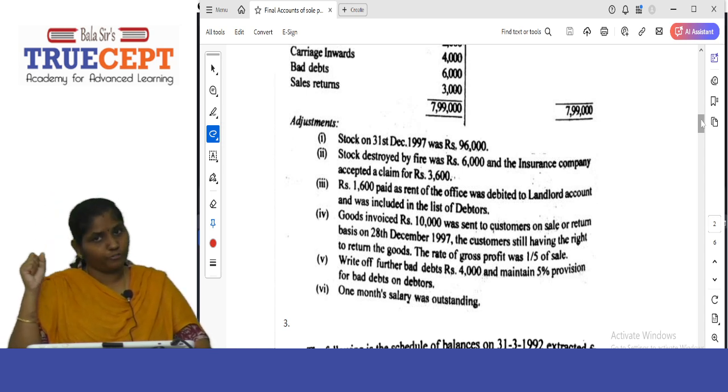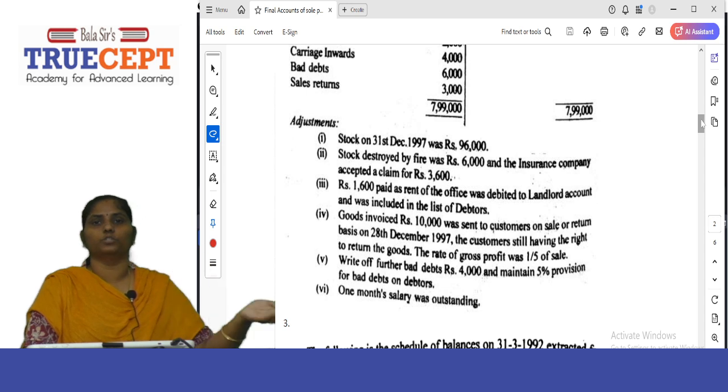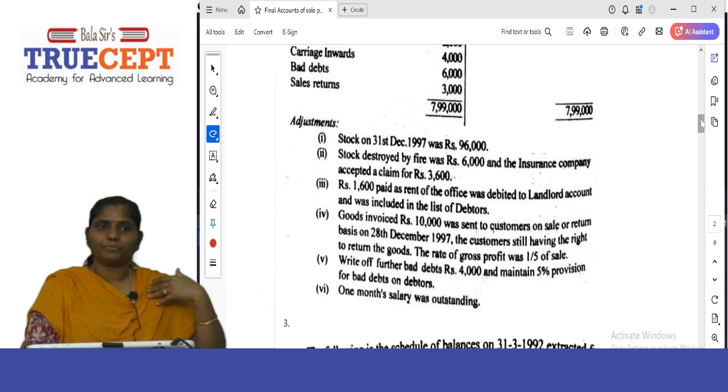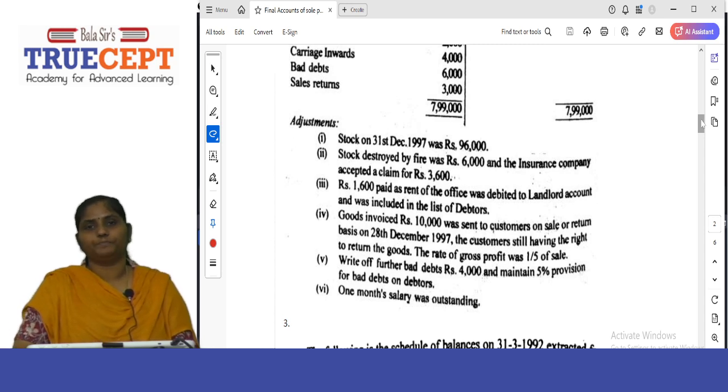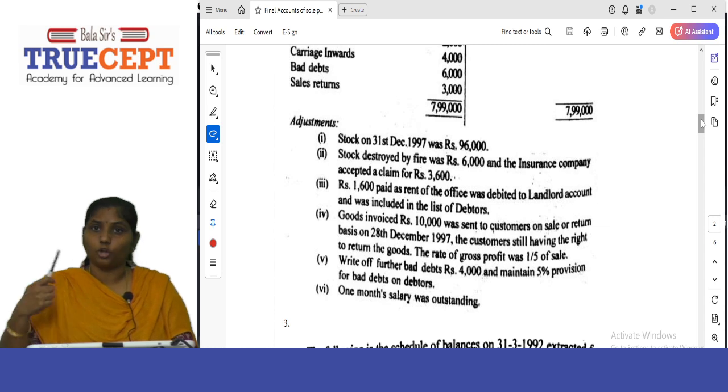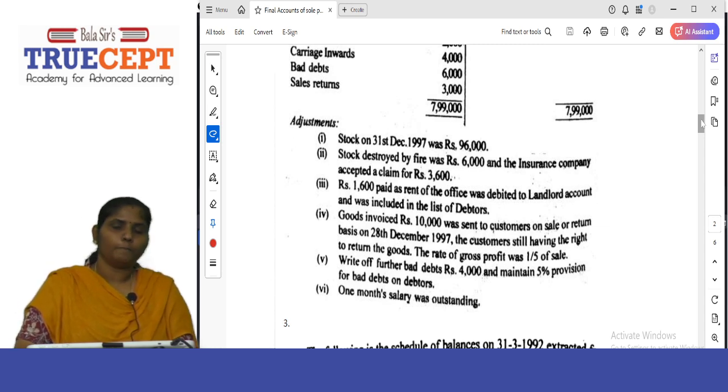Number 1, I have to reverse the sale entry always, because when I gave the goods, how do I treat it? As a credit sale in my books. Therefore, first is the reversal entry. Sales account debit to debtor account, reversal entry. So when I pass a reversal entry, how do I treat this 10,000? This 10,000, I will remove from sales in the trading account because it is not a sale at all. So I will remove it, and I also remove it from the debtors in the balance sheet.